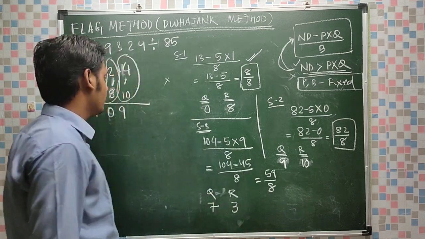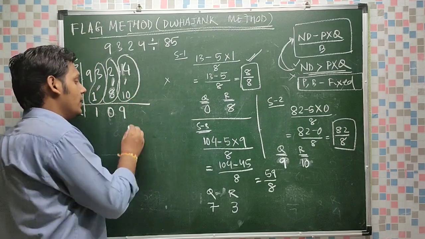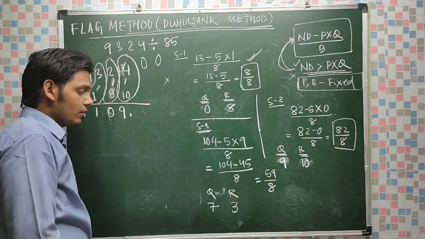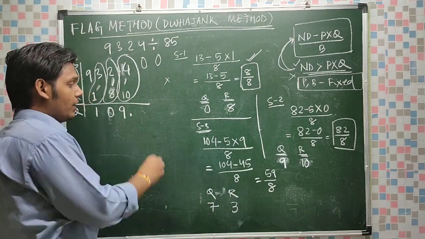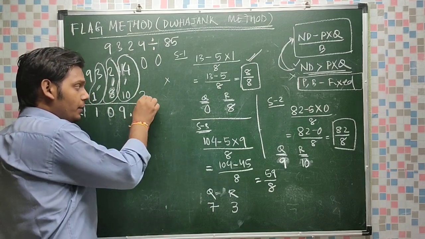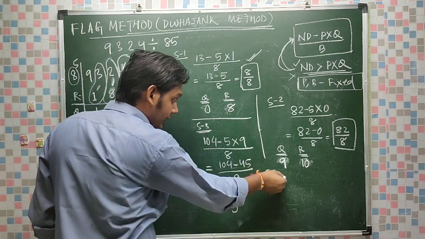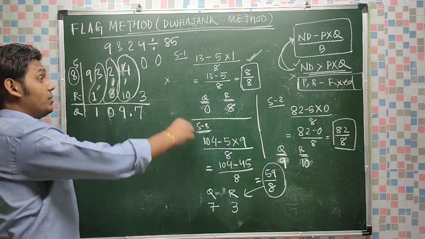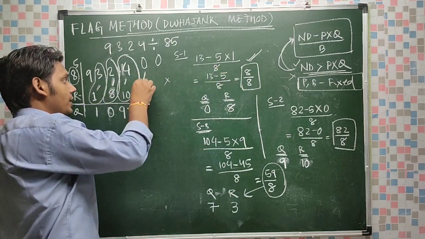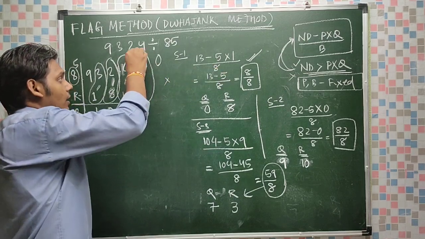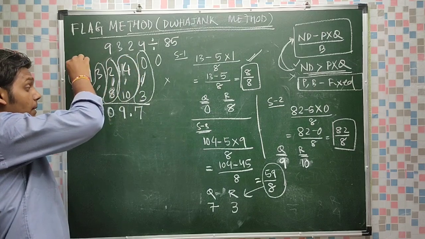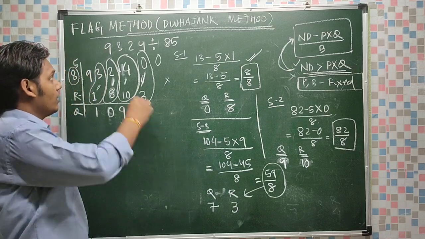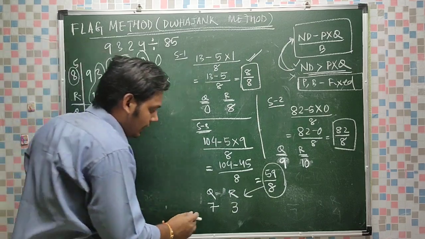Here 3. But after this no digits are there, so I need to put a decimal point here and I can take 0 here. So if I take 7 as the quotient, then 3 will be the remainder, because 8, 7, 56 and 3 is the remainder. But you have to check that condition. New dividend is 30. 30 must be greater than the product of power and quotient. 5 into 7, 35. So here the product is greater. So I cannot take 7 here.